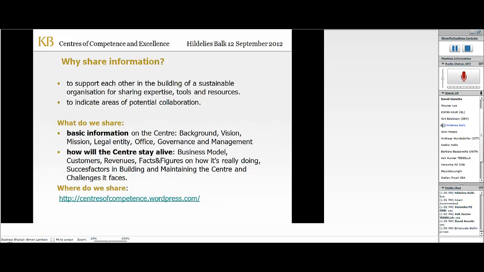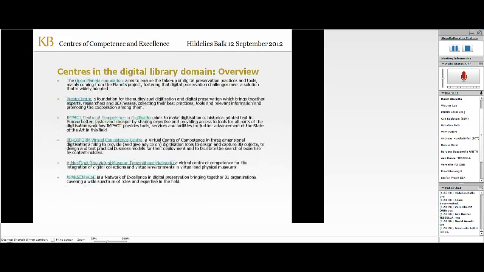So why should we share information? Well, to support and to indicate areas of potential collaboration. So what can we share? Basic information. I've put all this in a document already, but I'm still waiting for some input from some people before I push it. But what is the most interesting is how do we keep our center alive? Business model, that sort of thing, customers, success factors. And I have a blog where I intend to share all of this with you, and I hope also to add a link to when this webinar is published, I can publish it there as well.